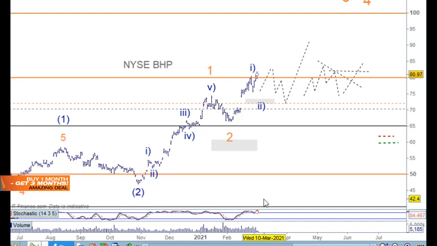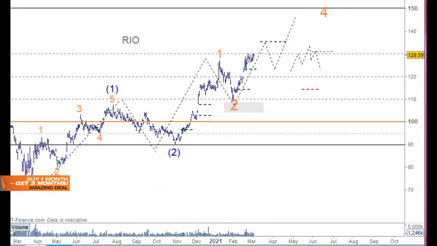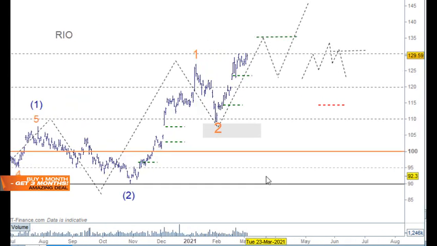So yeah, we're looking at the arrival, the reaction, the first high above the level. So we definitely expect some sort of correction at this point. If you're in any of these BHPs or RIOs, and we'll look at RIO now as well, then this is the time. This is getting quite close now. If you want to take profit, this is where it is.